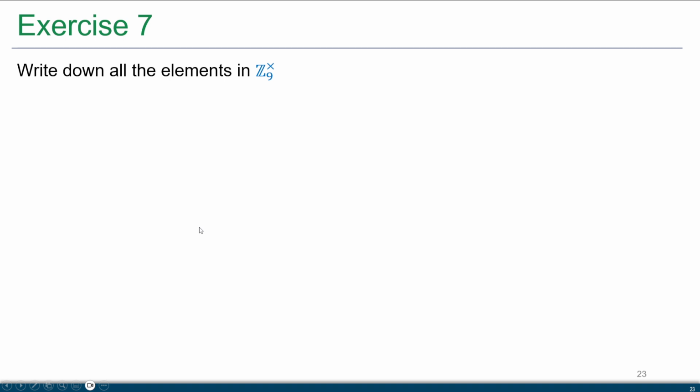So let's finish this up with exercise 7. We want to write down all of the elements in Zn star. Sorry, not Zn, Z9 star. There we go. And we're making this a little bit more challenging because in this case, n is in fact not prime.